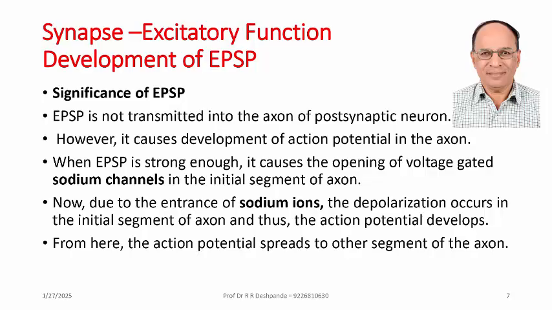Next line, from here, that means from the initial segment, the AP spreads to other segments of the axon, like a railway train, they move further like a wave. From that initial segment, the AP spreads to the other segments of the axon. Gradually it will move further and further. Current will go further and further.